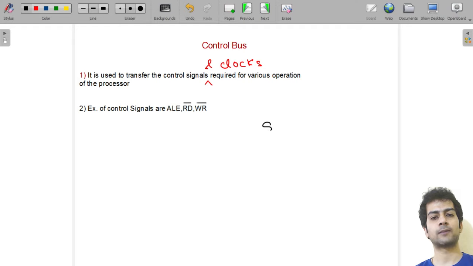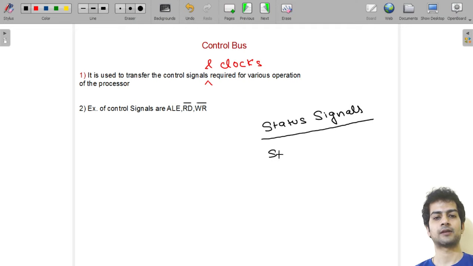And if we talk about the status signals, then status signals are S1, S0, input output, memory bar. These are our status signals.